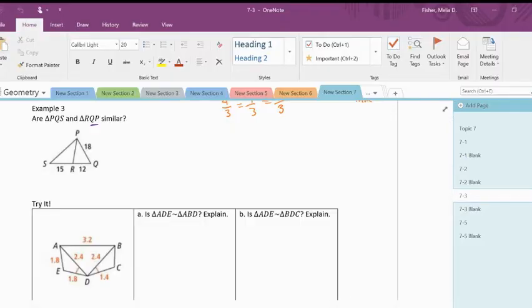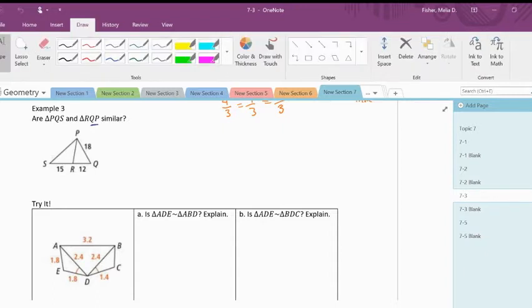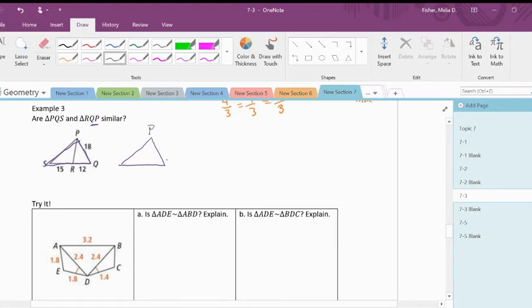Geometry 7-3, Example 3. Are triangle PQS and triangle RQP similar? So take note of our different triangles here. The first triangle, PQS, is this big triangle right here. So let's redraw it separately so we can look at it a little bit easier. So that's PQS.